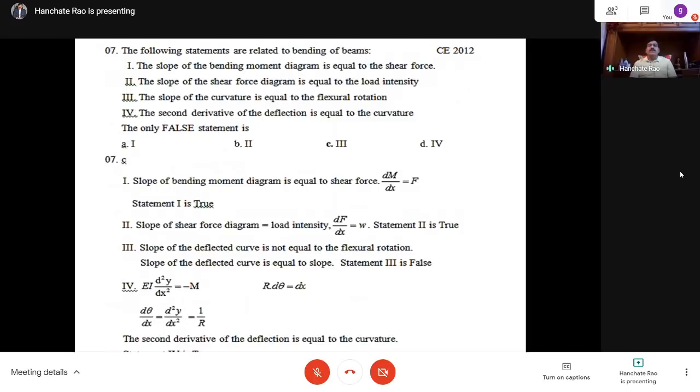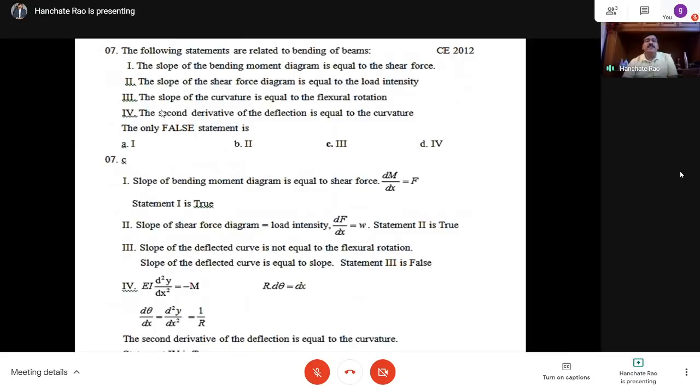The slope of the curvature is equal to flexural rotation. What is slope of the curvature? The slope of the deflected curve is not equal to flexural rotation. It is a wrong statement. The slope of the deflected curve is equal to this. It is called slope. EI d square y by dx square is M, and the first derivative d theta by dx is equal to d square y by dx square, which is called the curvature, 1 by R. So statement 3 is wrong.